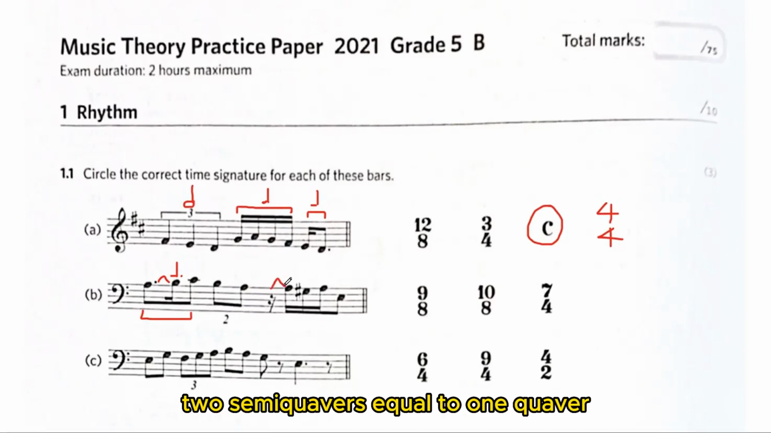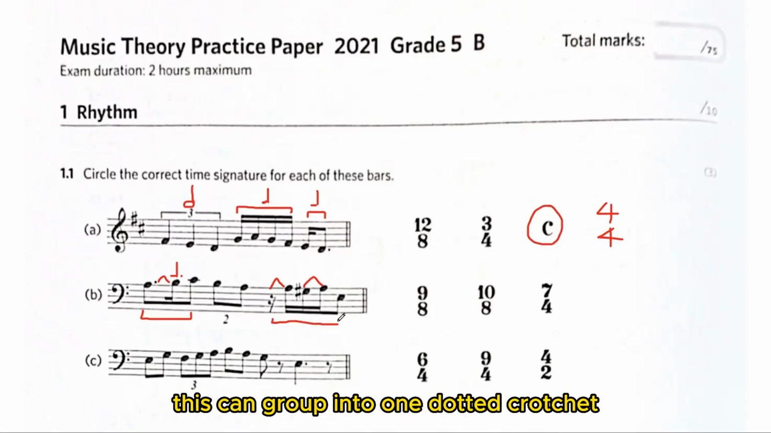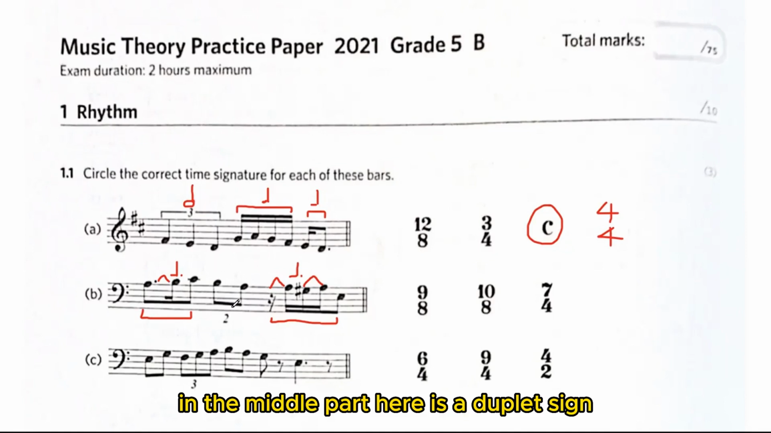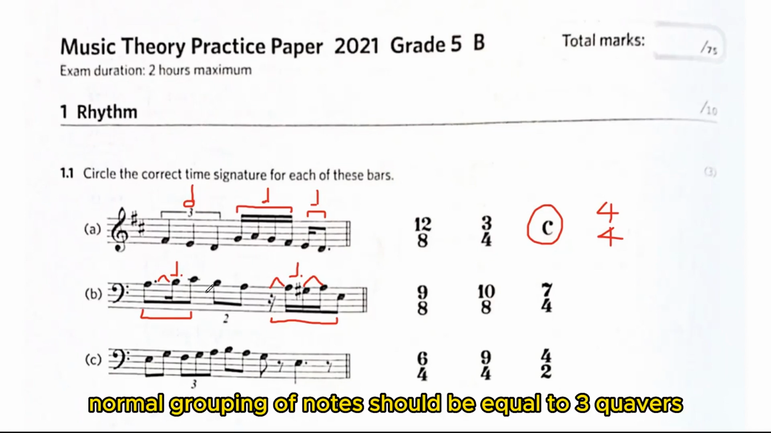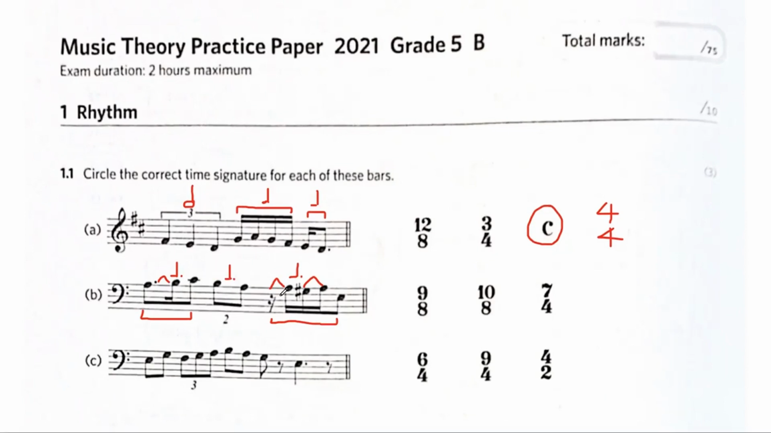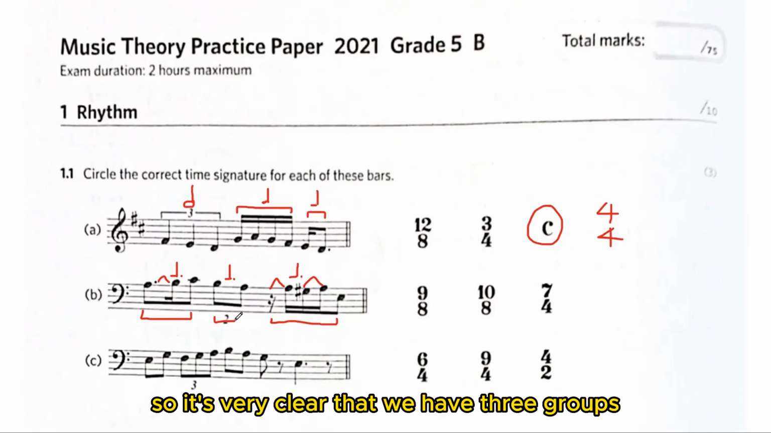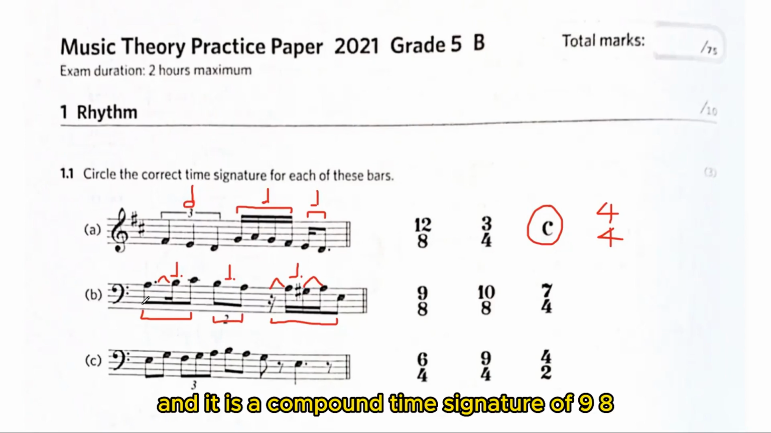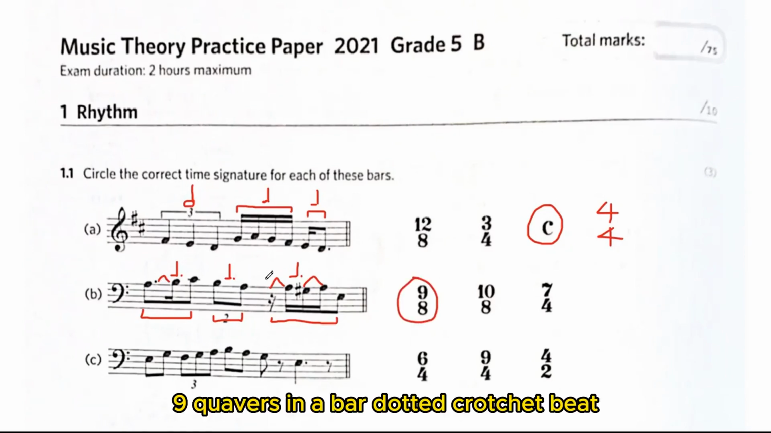Let's jump to the last group. 2 semiquavers equals to 1 quaver. So here we have 1, 2, 3 quavers. Again, this can group into 1 dotted crotchet. In the middle part, here is a duplet sign. Duplet means the normal grouping of notes should be equal to 3 quavers. 3 quavers equal to 1 dotted crotchet. So it's very clear that we have 3 groups, and it is a compound time signature of 9/8. 9 quavers in a bar, dotted crotchet beats.